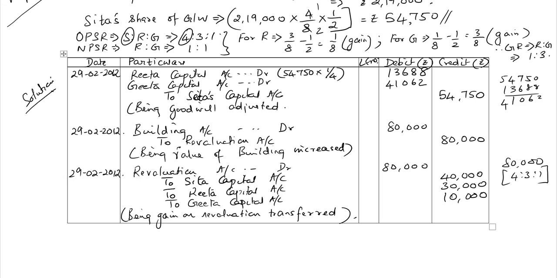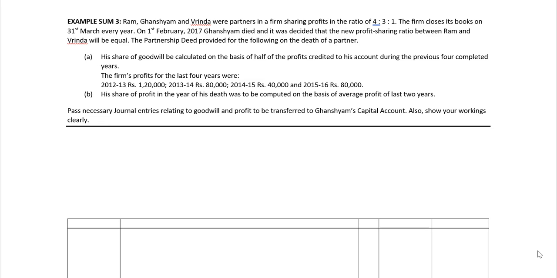Let's go to the next example sum. Third example sum. Ram, Ghanshyam and Vrinda were partners in a firm, sharing profits in the ratio of 4:3:1. The firm closes its books on 31st March every year. On 1st February 2017, Ghanshyam died, and it was decided that the new profit sharing ratio between Ram and Vrinda will be equal. The partnership deed provided for the following on the death of a partner.